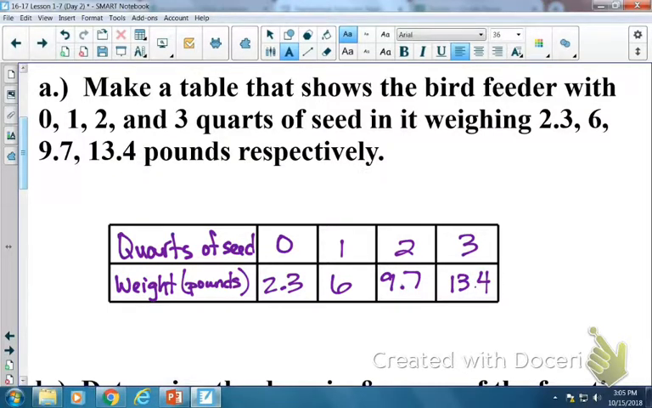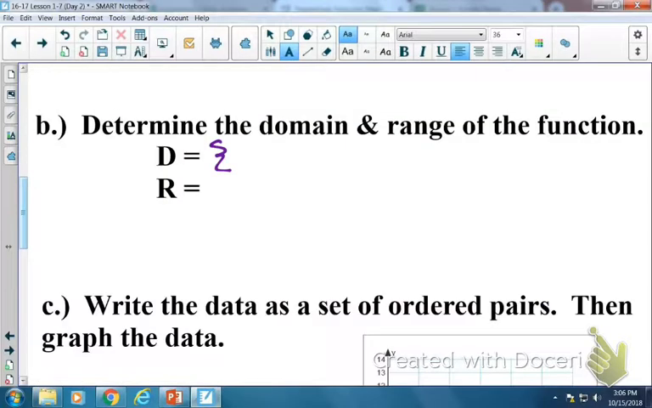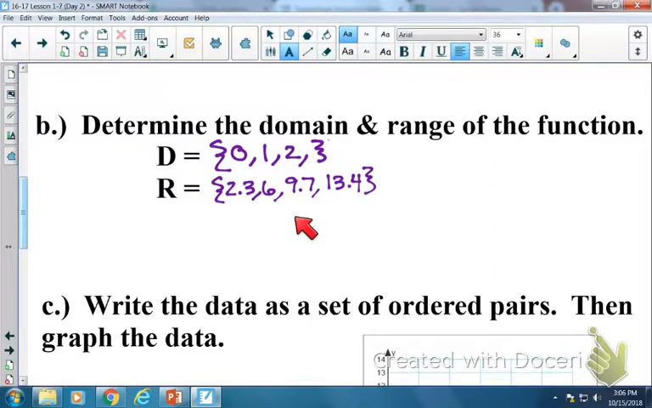So let's state the domain and range. Domain in order least to greatest is 0, 1, 2, 3. Range in least to greatest: 2.3, 6, 9.7, and 13.4.